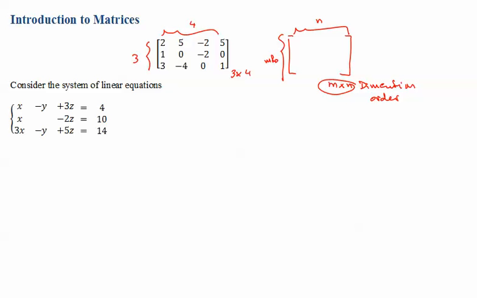So consider the system of linear equations here. We can get these matrices from a system of equations. For example, here using only the coefficients and constants. The coefficients here will be 1, minus 1, 3, and then 4, and we have 1, 0, minus 2, 10, 3, minus 1, 5, and 14. So we get these matrices from basically a system of linear equations.